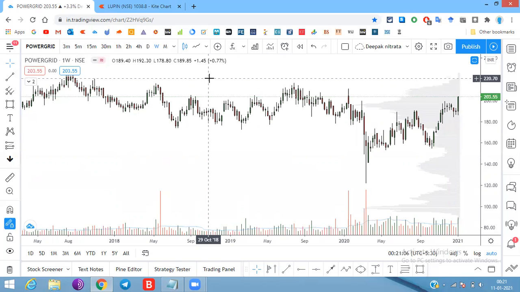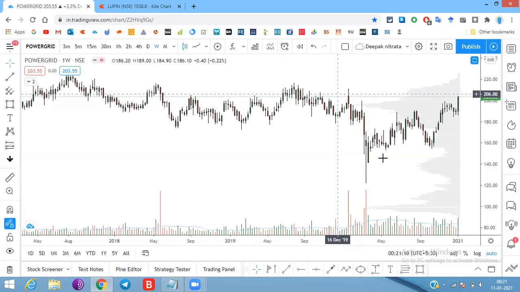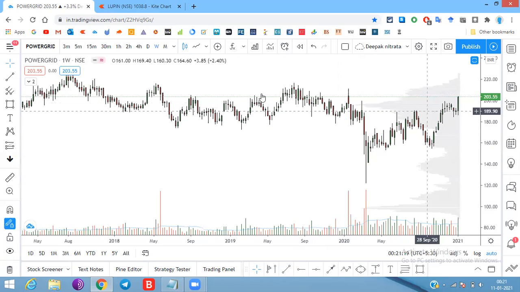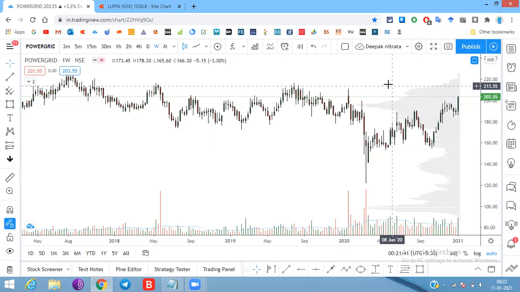So what did I see in Power Grid? In Power Grid, we can see that this is a good region. Here we can see that it's a point of control only. Here a good balance can be seen. And right now the price is entering this high volume node. So let's see if this particular high volume node region is broken, then too it will continue inside the high volume node region. So all of these highs have to break. All of these highs have to break.